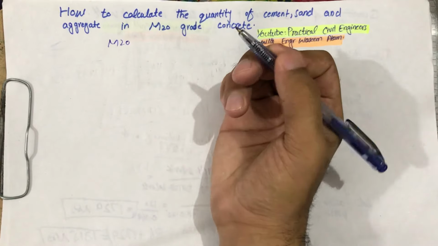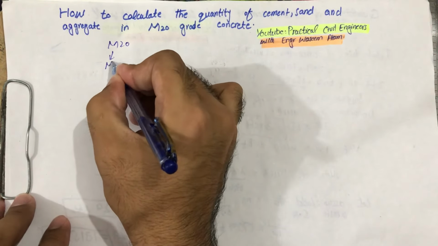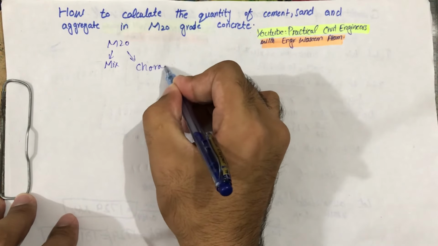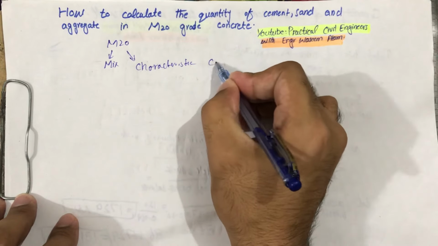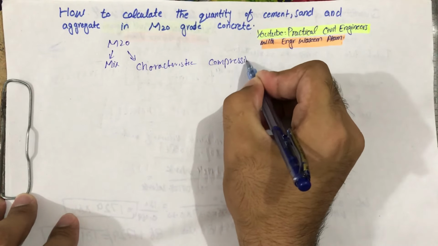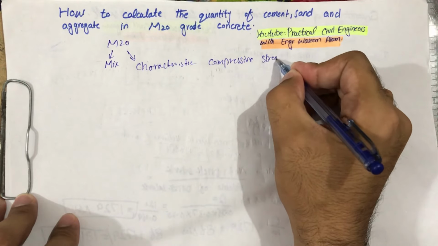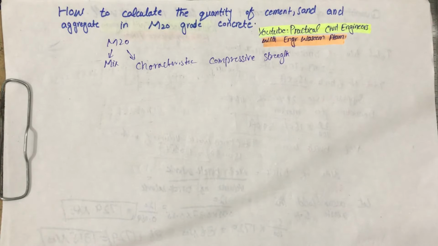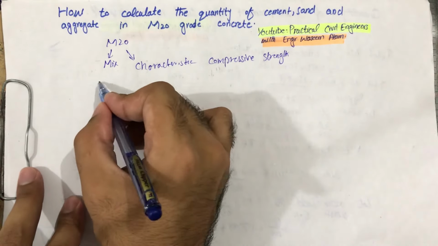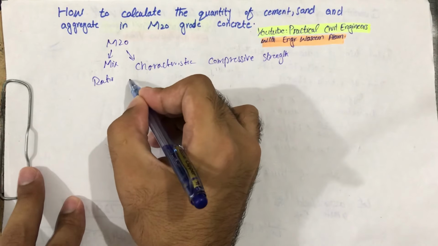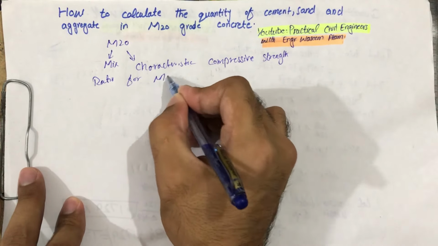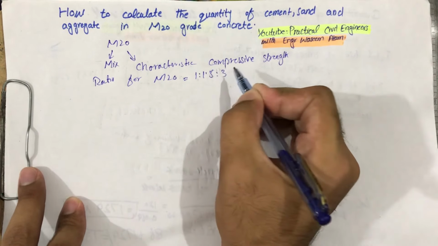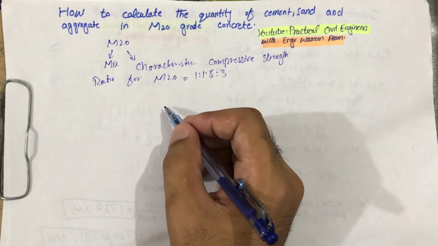So what is M20? M stands for mix, and 20 is the characteristic compressive strength, which is 20. So the ratio for M20 is 1:1.5:3.